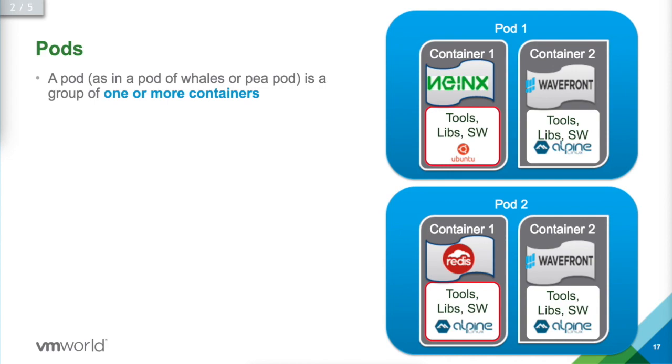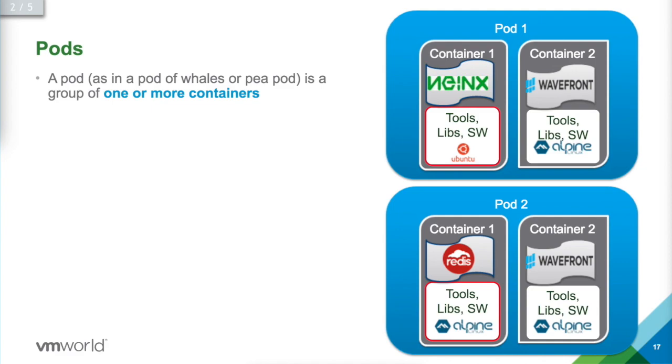Pod is created using a manifest file that is submitted to the API server for processing. In this manifest file, which comes as YAML format, one or more container images need to be mentioned. In this slide, we show two pods. Pod 1 is composed of two containers. Container 1 runs Nginx, and the Docker image was built based on an Ubuntu-based image. Container 2 runs Wavefront, and the Docker image was built based on the Alpine-based image.